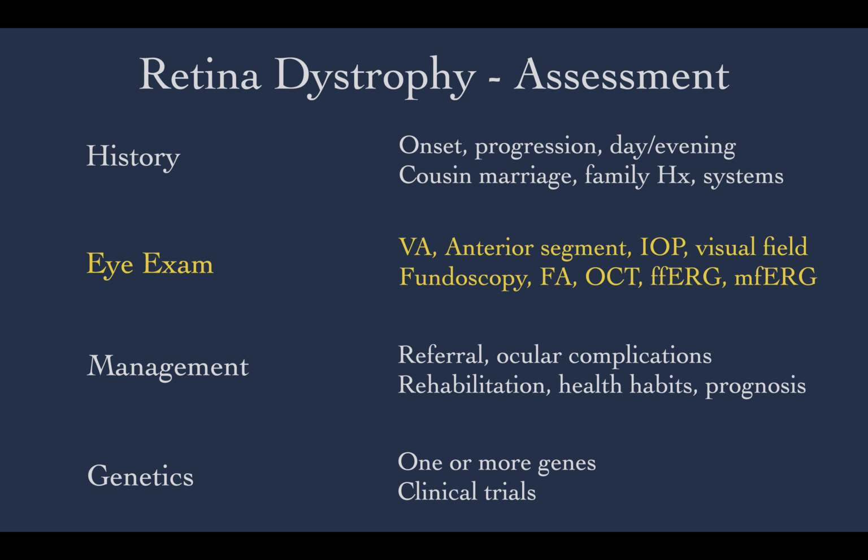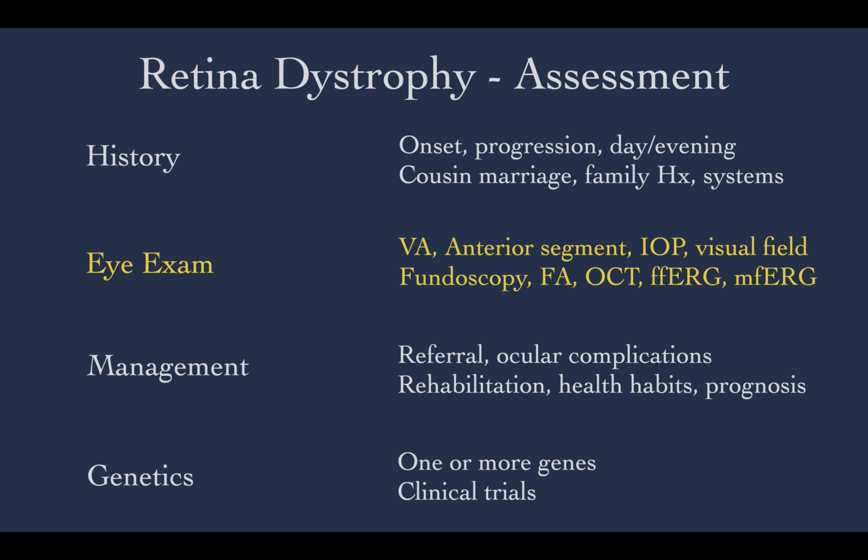After the history, you want to go to the eye exam. It is very important to do a very complete eye exam. You want to check visual acuity, anterior segment, you want to look for lens opacification or any other findings like anterior segment inflammation, intraocular pressure, and then you go to the diagnostic testing.